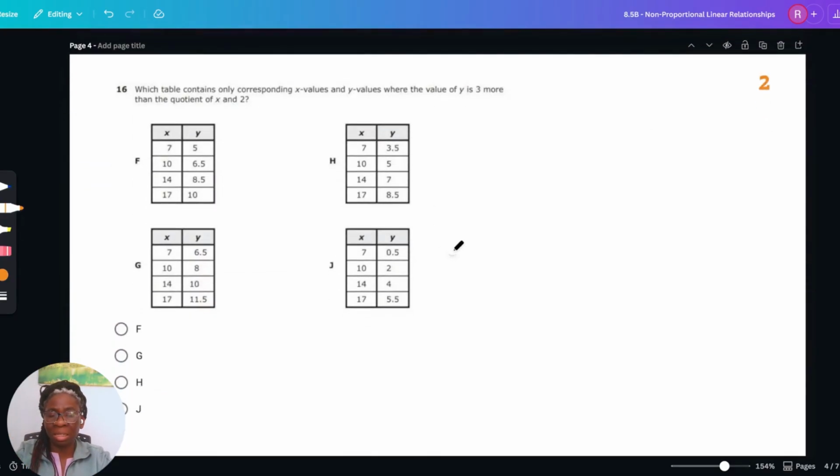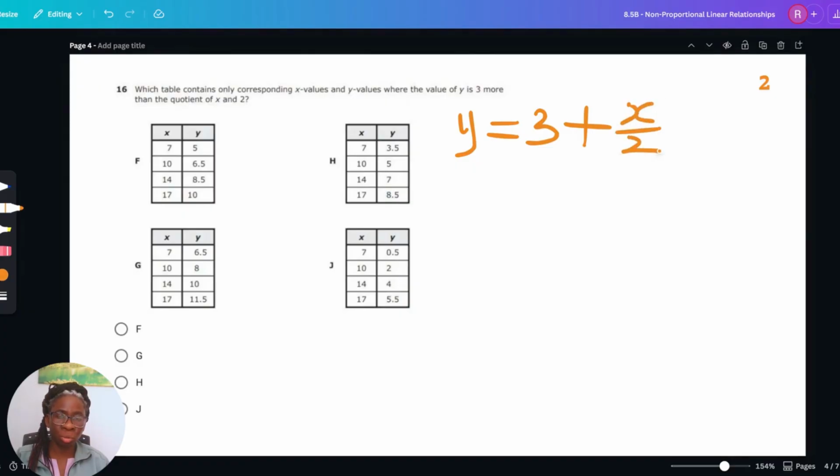So now let's take a look at this table. Which table contains only corresponding values of x and y, where the value of y is 3 more than the quotient of x and 2? The quotient of x and 2 means x over 2, the answer you get when you divide x by 2.